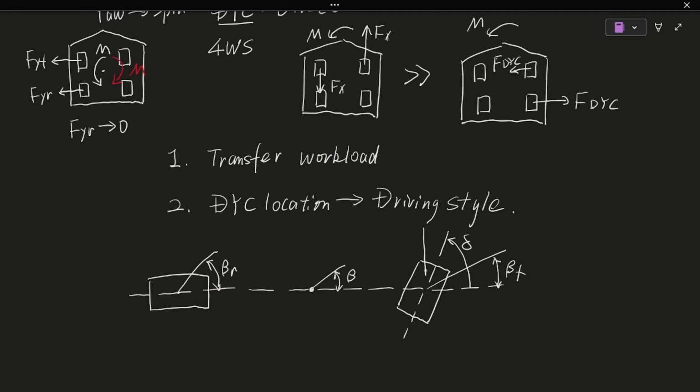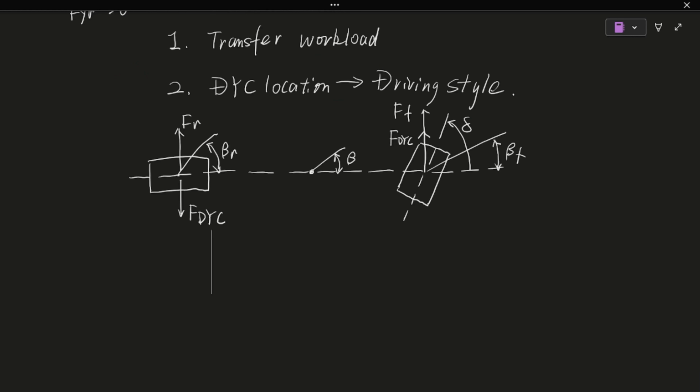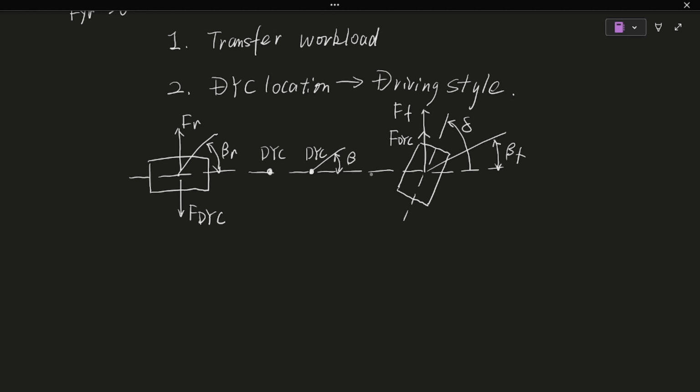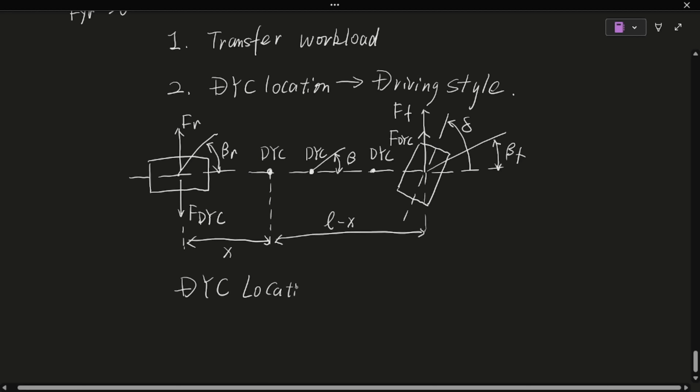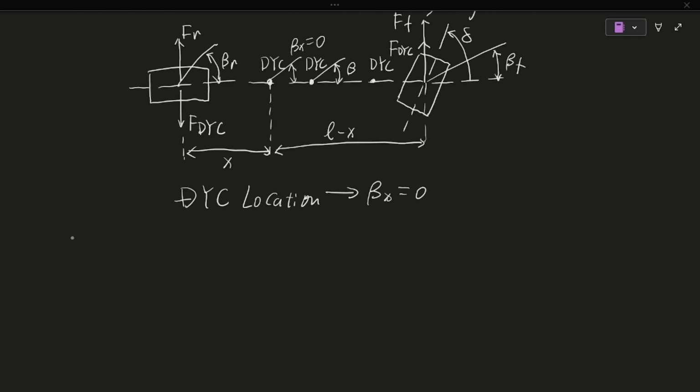Here is the front lateral force Ff and the applied control force Fdyc, the rear lateral force Fr and the applied lateral force Fdyc acting in the opposite direction. The DYC can act at any location along the longitudinal axis, for example, right here or at the center of mass, or in front of the center of mass. Assume it acts at a distance x from the rear axle. The distance to the front axle is then L minus x. At the location where the DYC force acts, the slip angle beta x equals 0. This point is crucial. Next, let's build the equations.